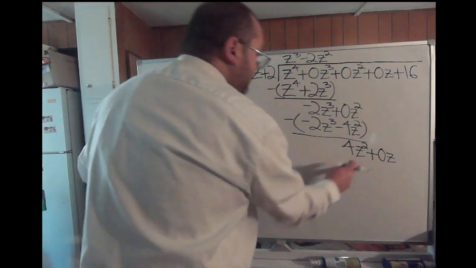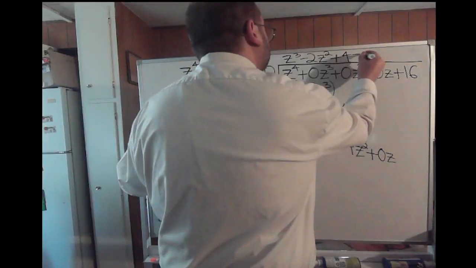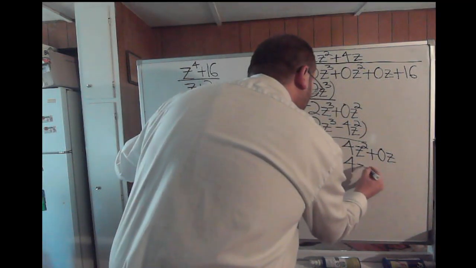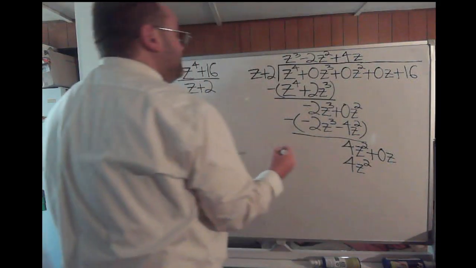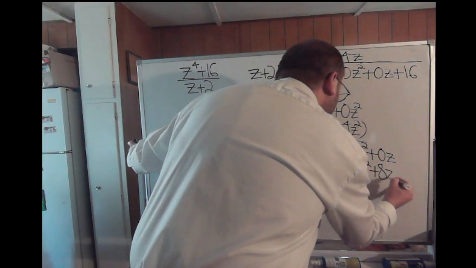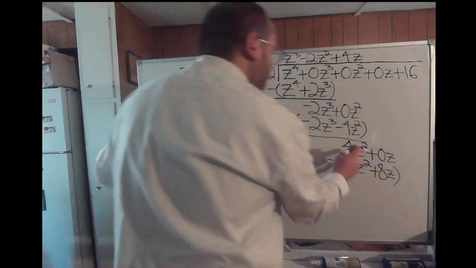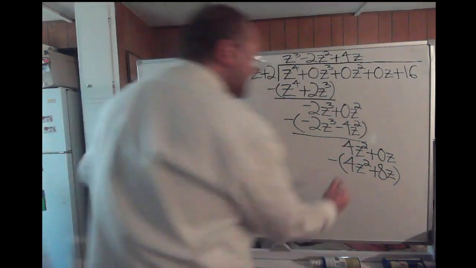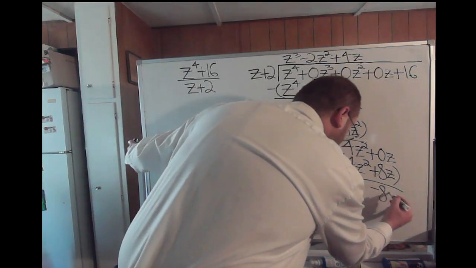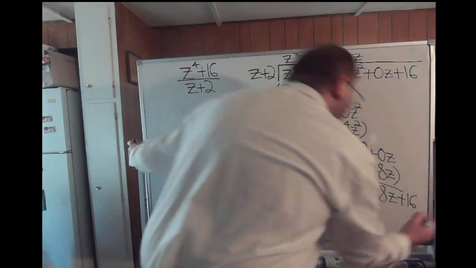Alright, z times what equals 4z squared? Well, that'd be plus 4z. So 4z times z, well, that's plus 4z squared. Okay, and then 4z times 2, well, that's plus 8z. Now subtract the whole quantity of what you just got from your dividend. 4z squared minus 4z squared, that's 0. 0z minus 8z, that's going to be negative 8z. And then bring down your positive 16 from the dividend.